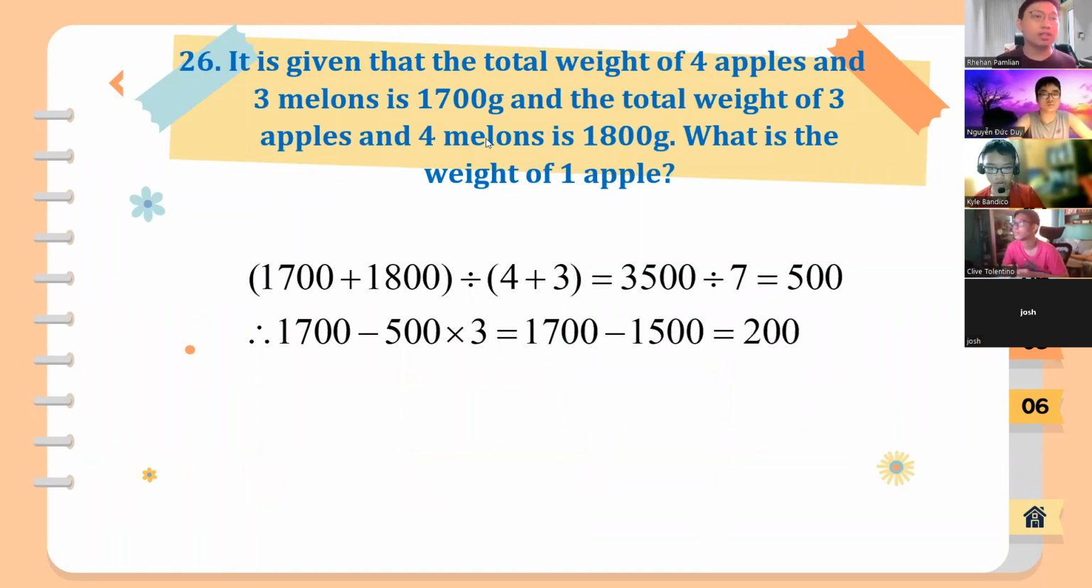For number 26, guys, it is given that the total weight of 4 apples and 3 melons is 1/7, and the total weight of 3 apples and 4 melons is 1/8. What is the weight of an apple? So the solution here is a bit of a shortcut way, it requires greater understanding. But 1/7 plus 1/8 basically is the total weight divided by 7. Now you might question why is it divided by 7? Because in the first condition, 4 plus 3, that's a total of 7 items. 3 plus 4 in the second condition, that's a total of 7 items again.